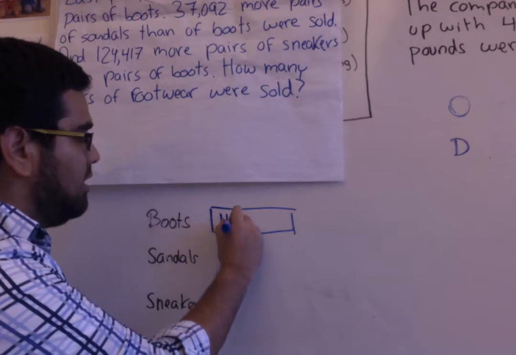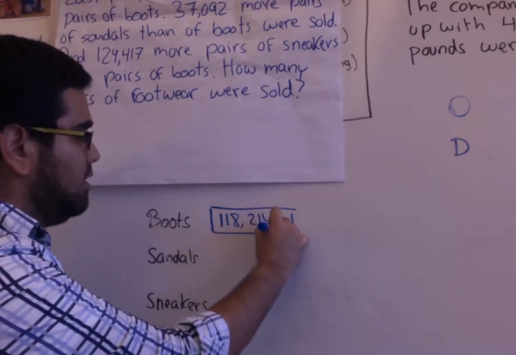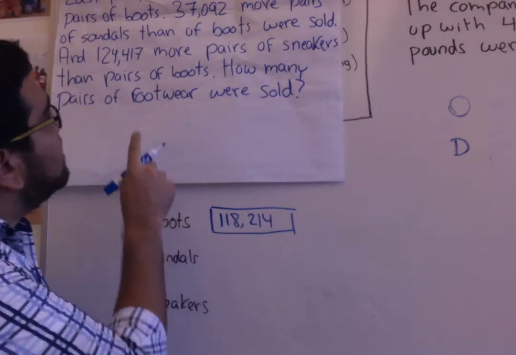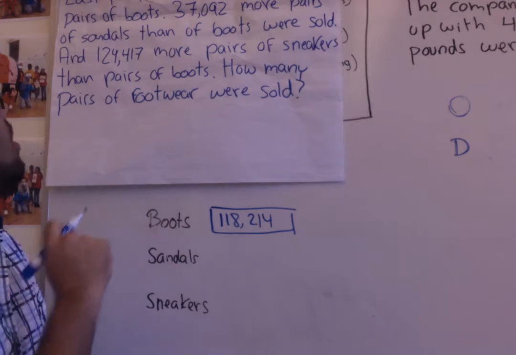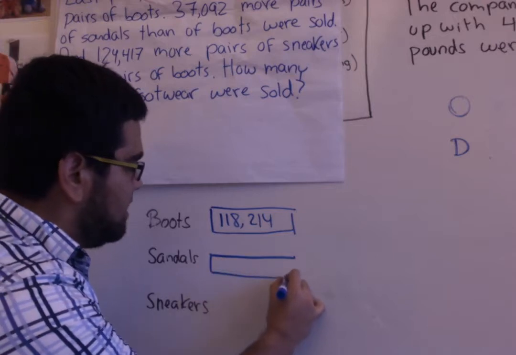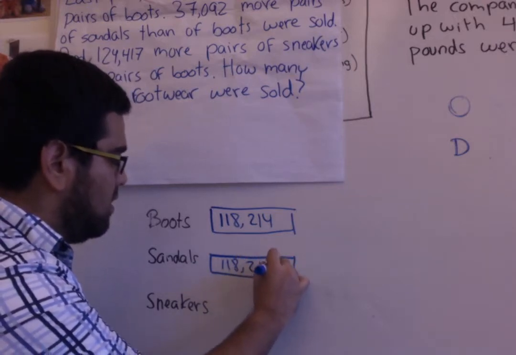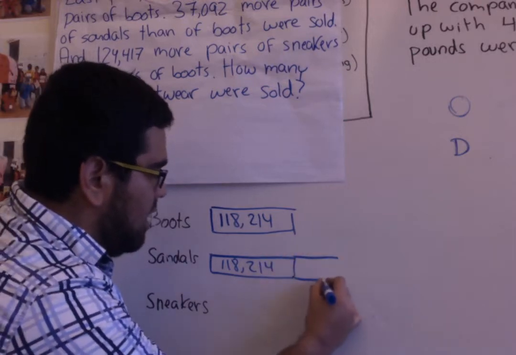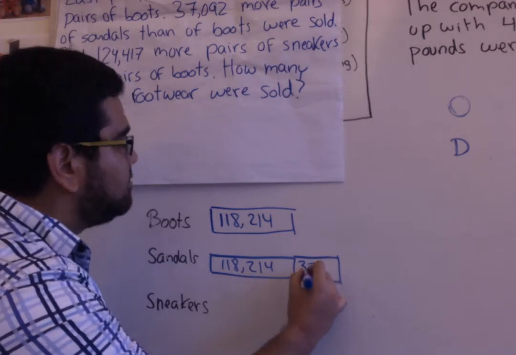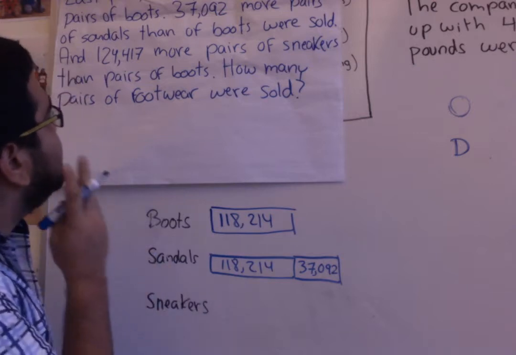We get 118,214 pairs. Sandals, we know that is 37,092 more pairs of sandals than of boots. So we're going to have the same bar plus another smaller bar that is 37,092.